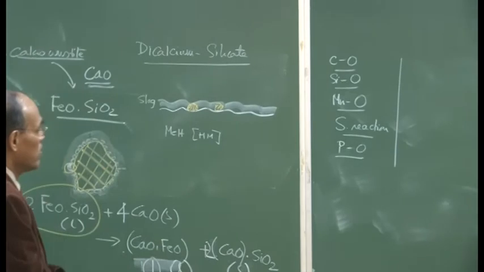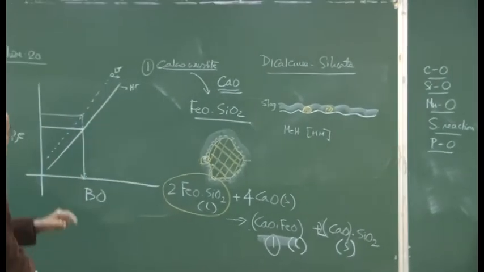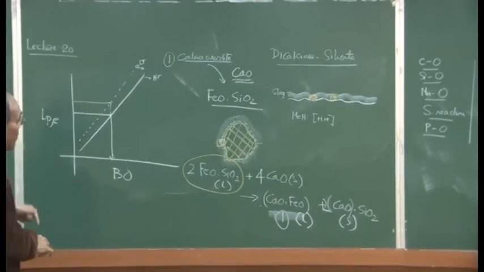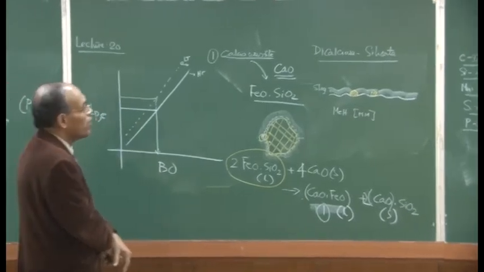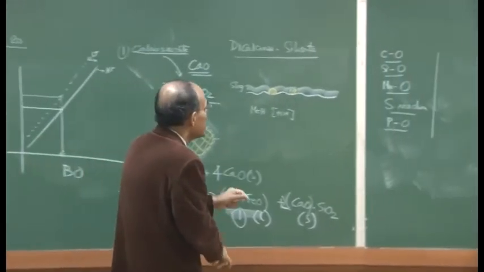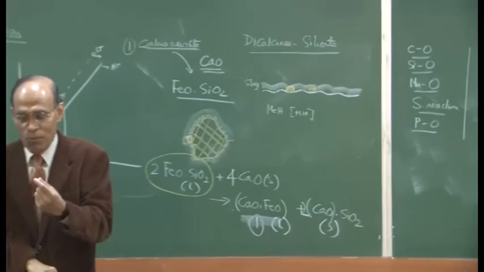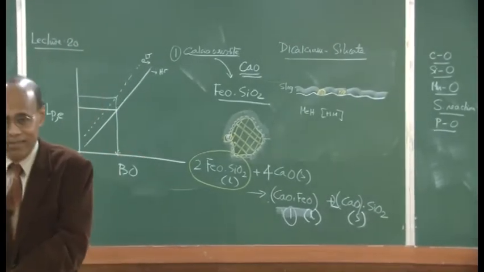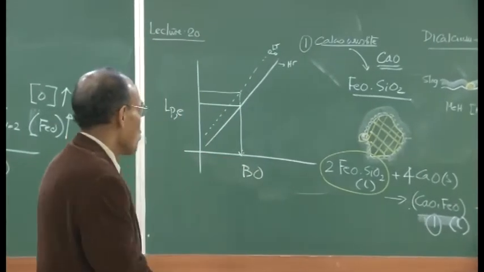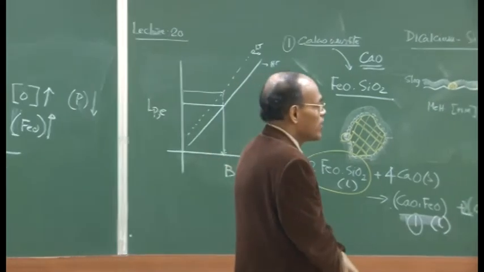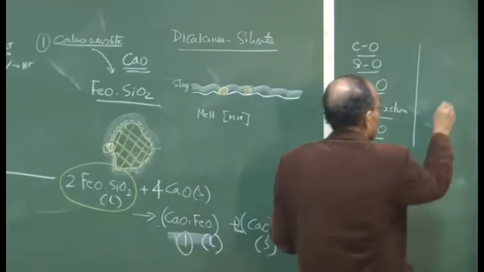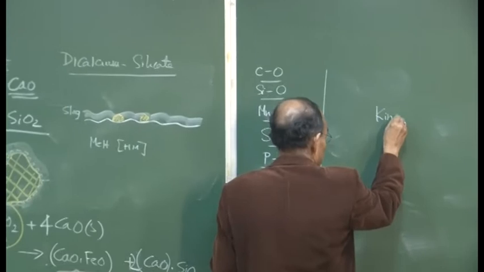Now, having said so much about the equilibrium and the chemical nature of the reactions, let us look at whether, if these reactions are feasible, at what rate the reactions are going to occur, and for that we have to understand the kinetics of steelmaking reactions.